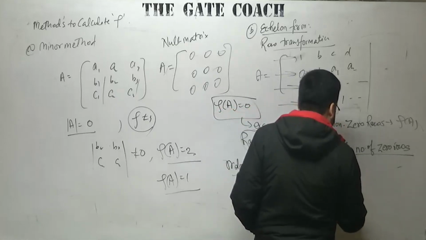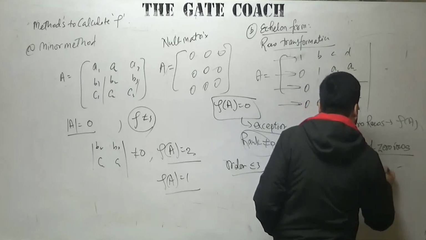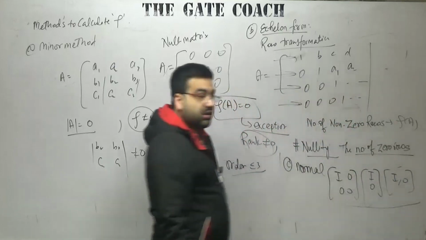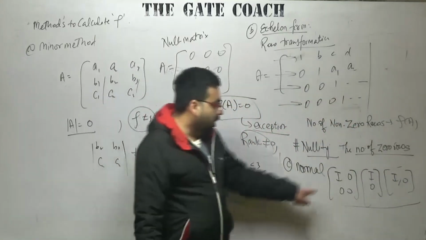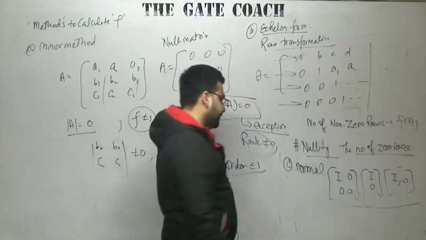It can be like this. This type of form is called the normal form. And the order of this identity matrix will be the rank of the particular matrix.